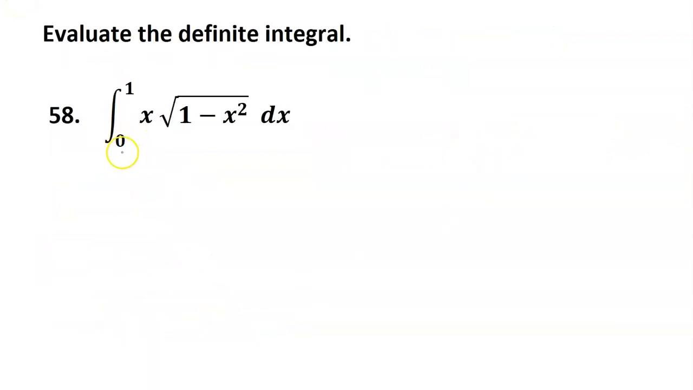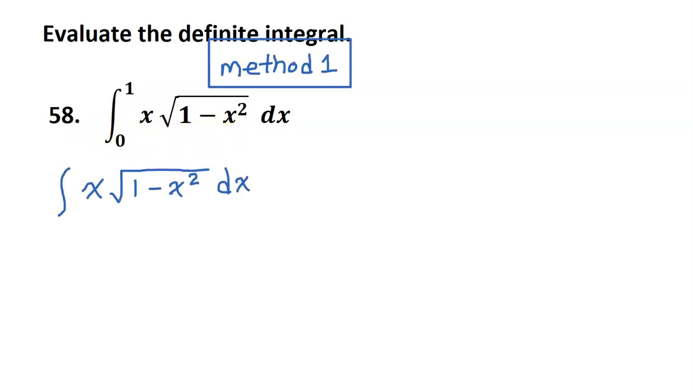Number 58 is a definite integral because it has the limits of integration from 0 to 1. There are two different ways to solve a definite integral, and I'm going to show you both methods on this problem. Method 1 is to temporarily take away the limits of integration and bring them back at the very end of the problem. So let's go ahead and do the u-substitution.